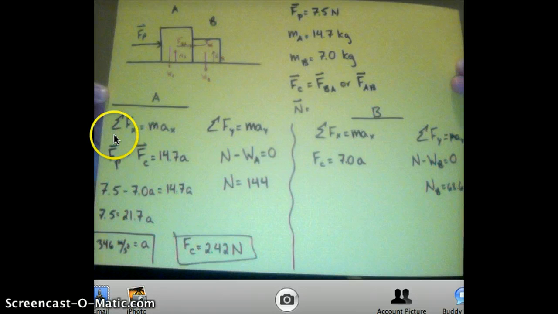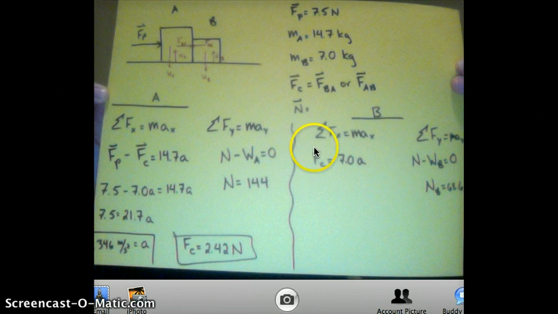So the sum of the forces is always in the x and the y direction. The sum of the force in the x equals ma x. So we have the force of the push to the right and the force sub c to the left equals the mass of just A times the acceleration. Three unknowns in that equation, so we leave it alone. In the y direction, we have the normal force minus w sub a equals 0, so the normal force would equal mg, or 14.7 times 9.8.